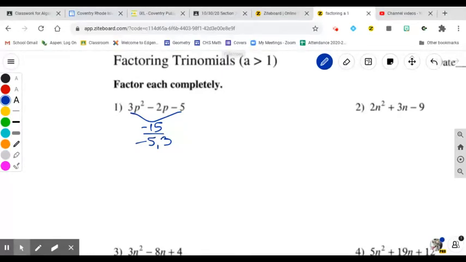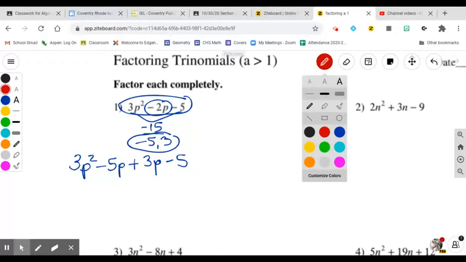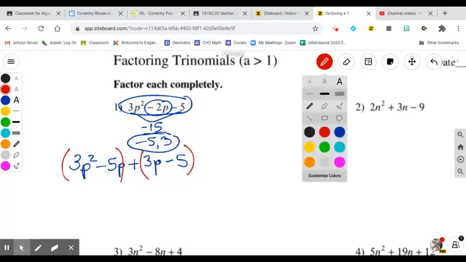So if I'm going to do grouping, I would now take the original and rewrite it, but instead of putting negative 2p, I'm going to put negative 5p plus 3p. Okay, so it would be 3p squared minus 5p plus 3p minus 5. I could switch the negative 5p and the 3p around. It doesn't really matter the order that you put them in. Okay, so now that I have done that, next I am going to group the first 2 and the last 2. So these 2 in parentheses and those 2 in parentheses.